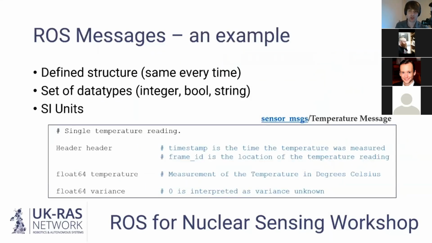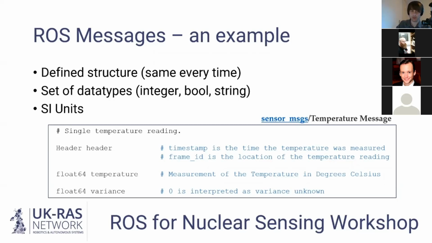ROS messages are based on the information that they wish to convey. So in this example on the slide, we want to convey temperature. Now, it doesn't actually say if it's ambient temperature or the temperature of a motor, or maybe it's the temperature of a component that you're monitoring. Regardless of the application, the message would look the same. So there's a defined structure, and that's how ROS basically knows what to expect when we pass it over.